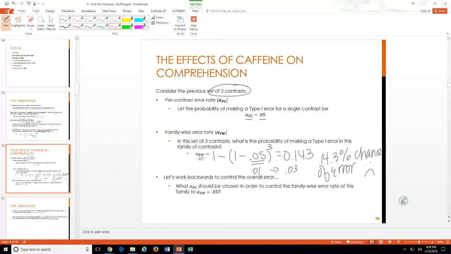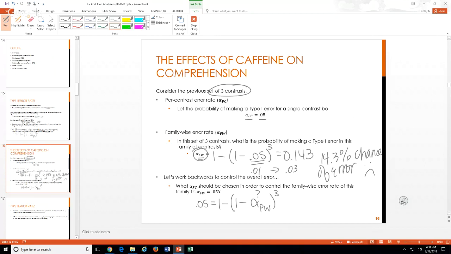Well, we maybe don't want to be quite that strict with our estimate. So what number could we evaluate each of those at so that overall alpha family-wise does equal 0.05? Let's see if we can work backwards and figure out what that would be. So if instead we determine we want an overall 0.05 type 1 error rate, I'm going to put in the equation, what does the pairwise alpha rate need to be? What does that number need to be?